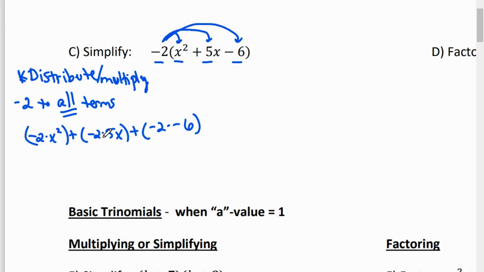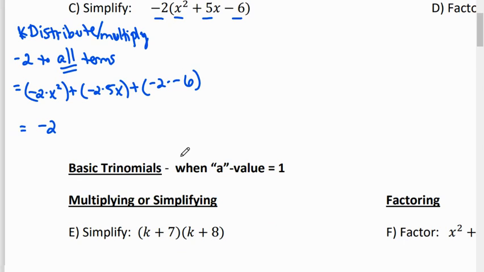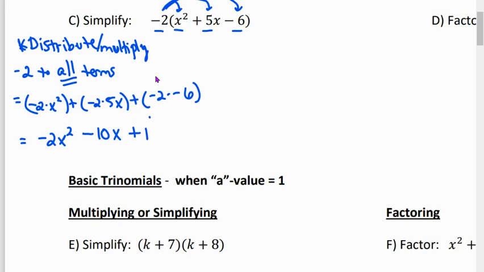Now, eventually, we are not going to probably do this step here, but it does help you to see what exactly is going on. So the negative 2 times the x squared would be negative 2x squared. I don't know why this is giving me such problems today. And then the negative 2 times the 5x is a negative 10x. So be careful with your signs when you are applying negatives. That's the number one mistake students make, the signs. And then the negative 2 times a negative 6 is going to be positive 12. So plus 12.